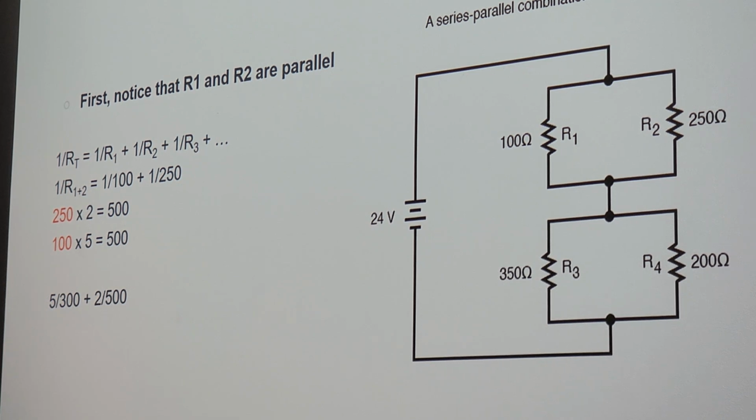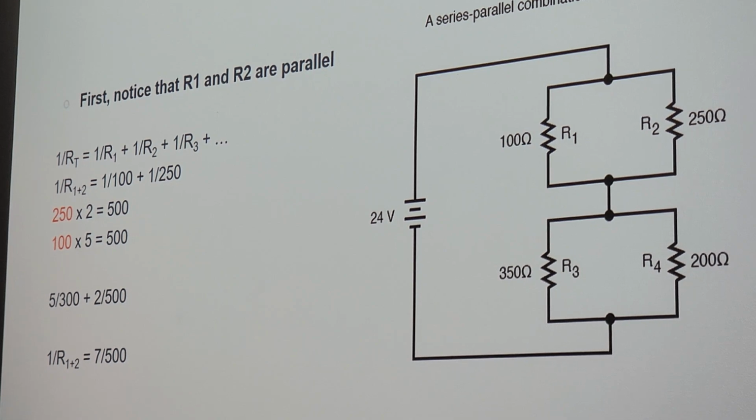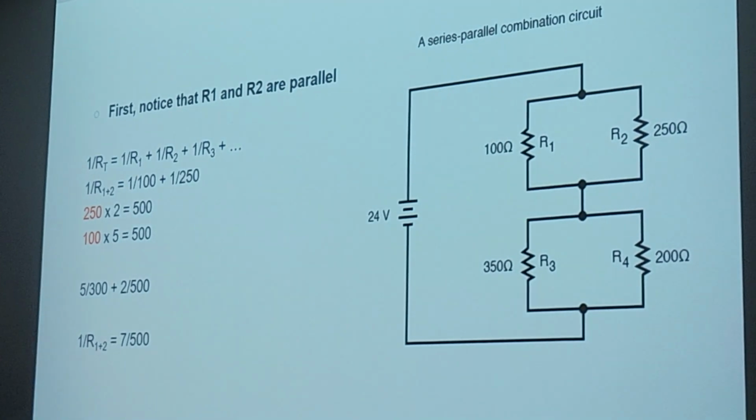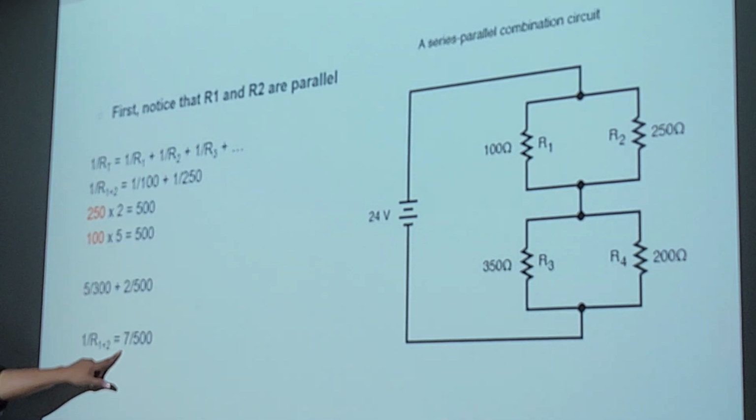Which would give you 5 and 2. Why did I say 300? It should say 5 over 500, not 5 over 300. And you just add those two numbers, 5 plus 2. So that's our total resistance at 1 and 2.